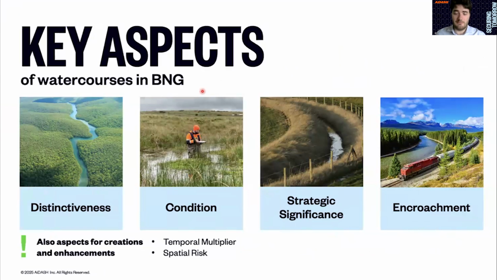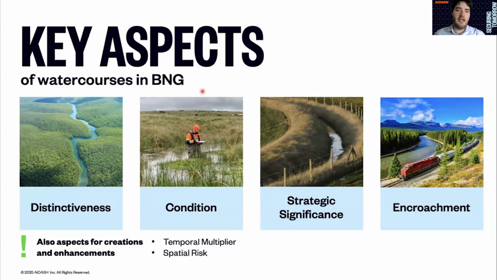Encroachment is not assessed at all. And for enhancements and creations, there are also temporal multipliers and spatial risk multipliers. We won't get into that too much. The only real aspect that is explicitly dealt with in the RCA is the condition assessment. And the RCA, the river condition assessment, can also contribute to our understanding of encroachment, but it's not explicitly part of the RCA assessment.